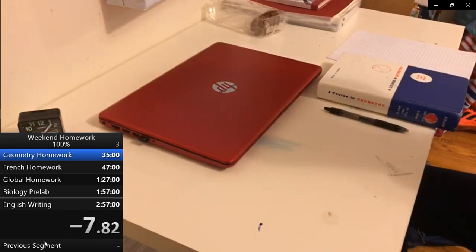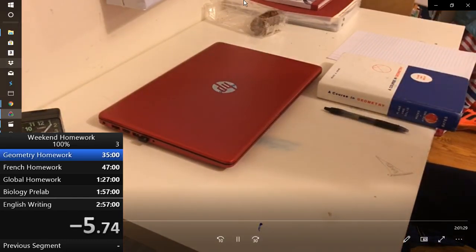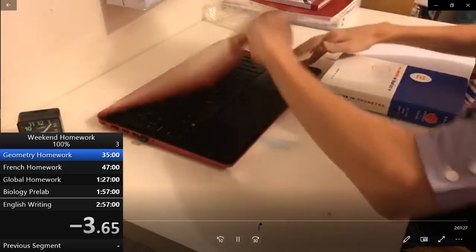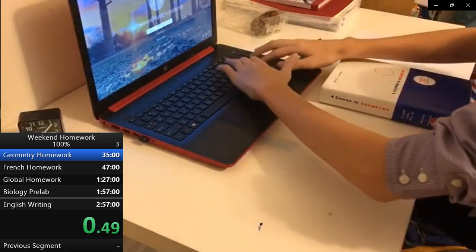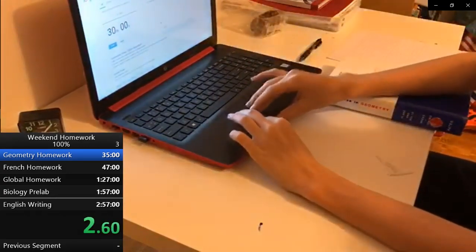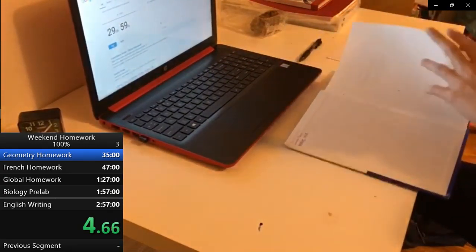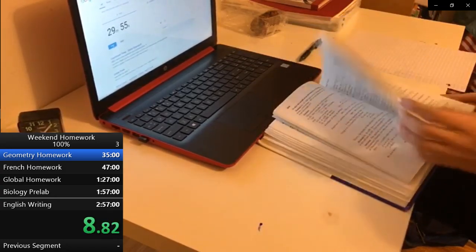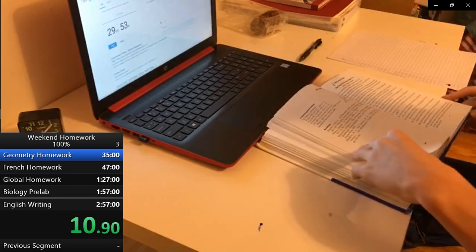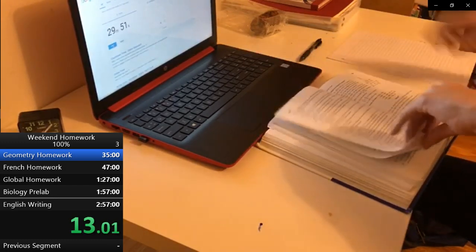Okay, time begins in 3, 2, 1. 30-minute splits for the math. I'm going to do the math first, because it's going to be by far the slowest and the worst. So you can get it out of the way and continue with the speed run.